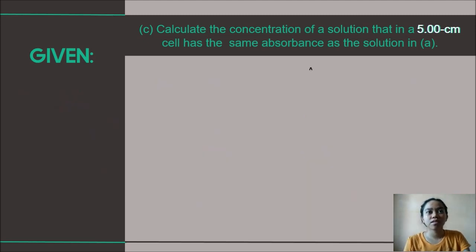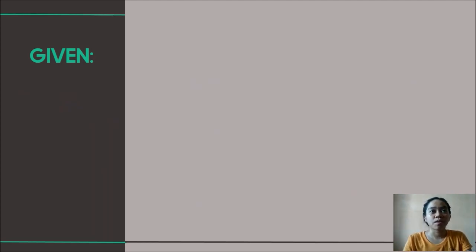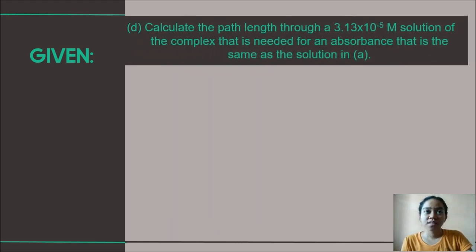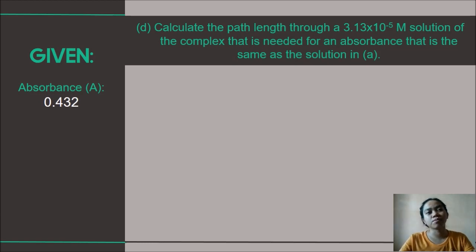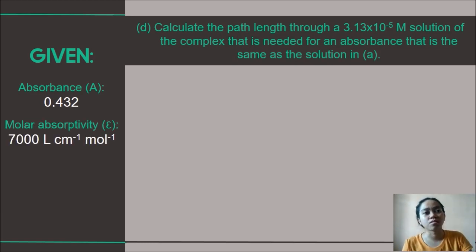For letter D, the last question in this problem: calculate the path length through a 3.13 times 10 to the negative 5 molar solution of the complex that is needed for an absorbance that is the same as the solution in A. Again, we will use the same value that we got earlier for absorbance, which is 0.432, and of course the molar absorptivity does not change. That's why we have 7,000 for it.